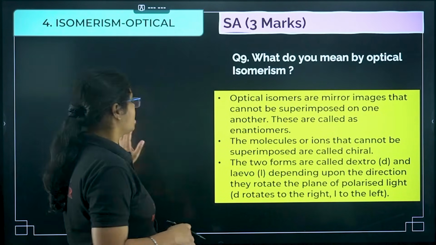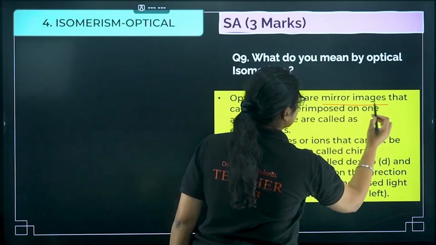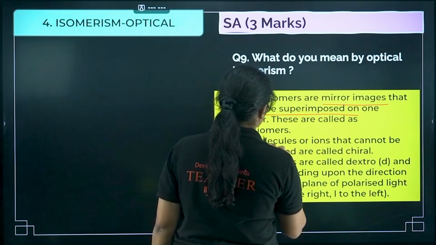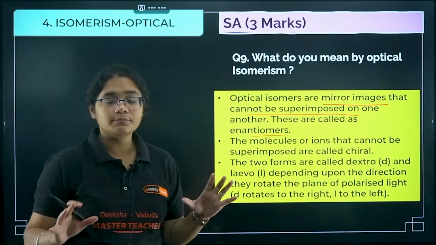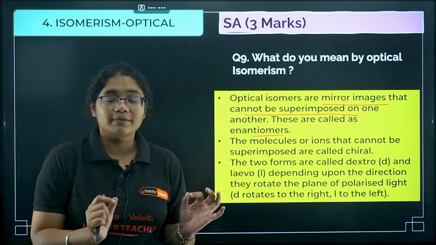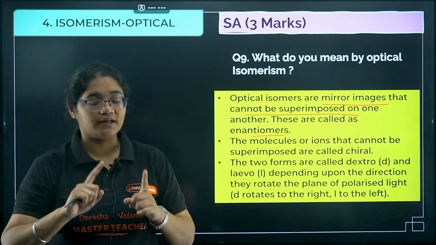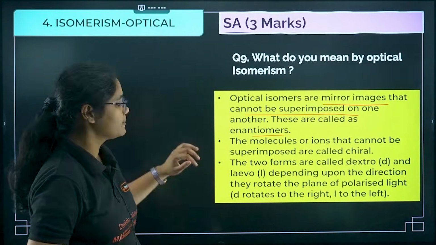For that, the optical isomers are the mirror images that are non-superimposable on one another, and they are called enantiomers. Now these enantiomers have all the properties the same except one property, that is the rotation of plane polarized light. If one enantiomer rotates it in a clockwise direction, the other will rotate it in an anti-clockwise direction. That is the difference here.